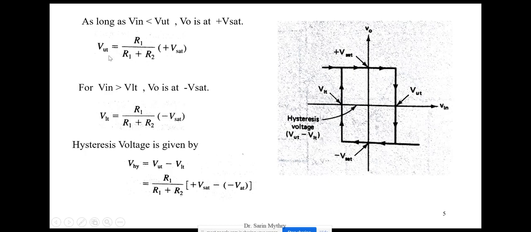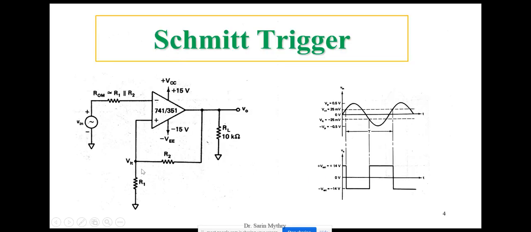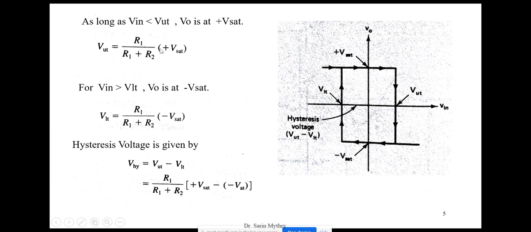And how to calculate this VUT? We will be applying the voltage division method over here. That is, we are calculating the voltage across R1. So it will be R1 upon R1 plus R2 times the output value, which is positive Vsat. That's why I get my equation: the voltage will be R1 upon R1 plus R2 times positive Vsat. Then coming to the next one.